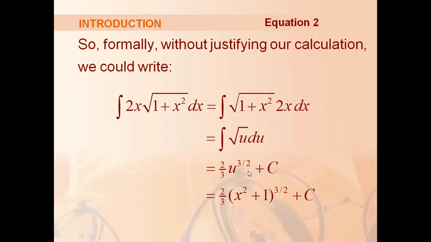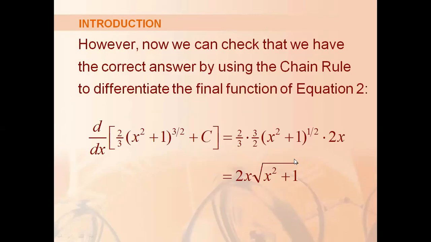Dividing by half plus 1 means dividing by 3 by 2, and after multiplication we get 2 by 3, u to the power 3 by 2. But remember that we have to substitute the variable back. That means u equals x square plus 1. Just putting in that value, we can find the answer.